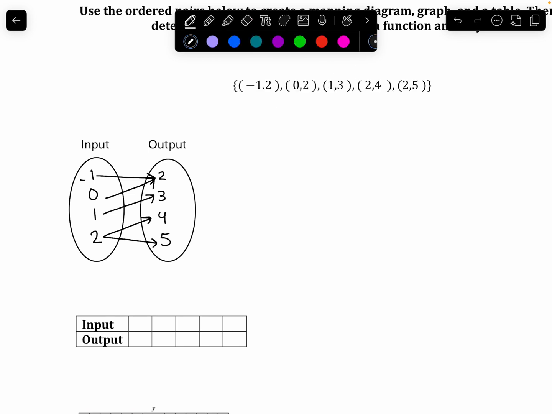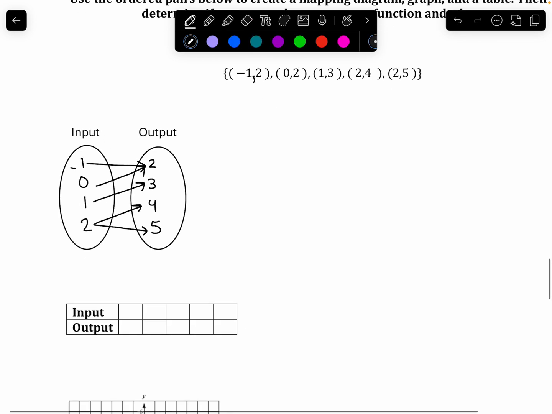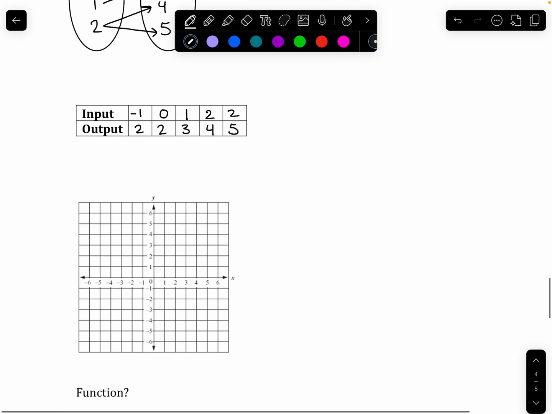Now that I have all of that, I am going to put those coordinates that I have at the top into the table. My inputs, remember, are my x values. You can put the 2 twice here because it's a table. And then -1 went to 2, 0 went to 2, 1 went to 3, 2 went to 4, and 2 also went to 5.